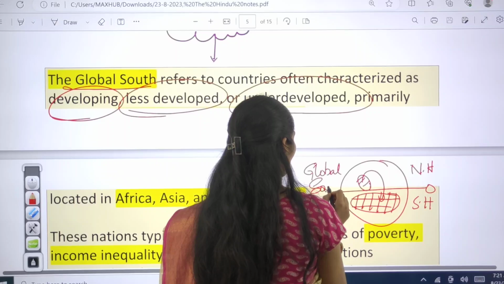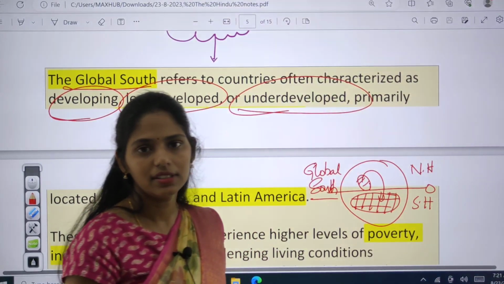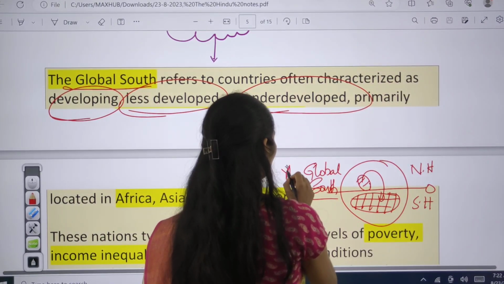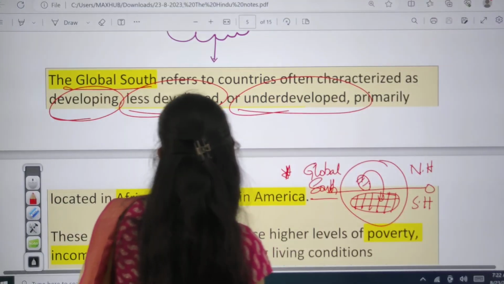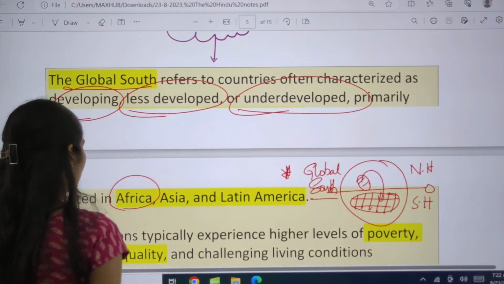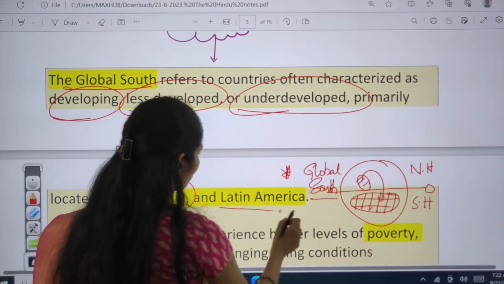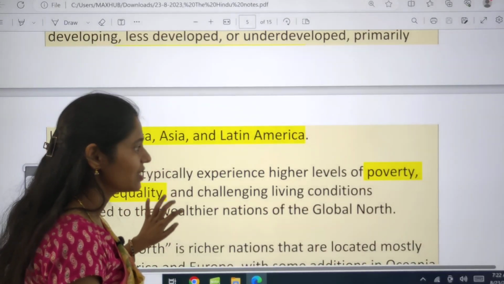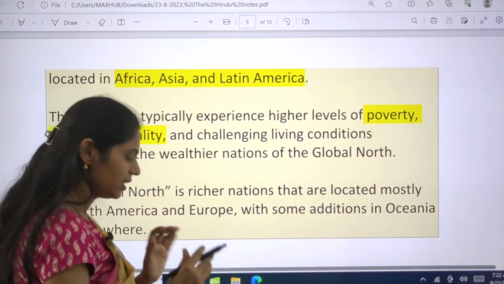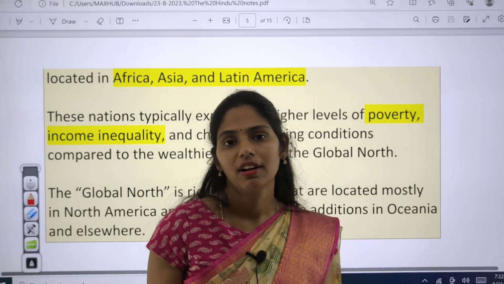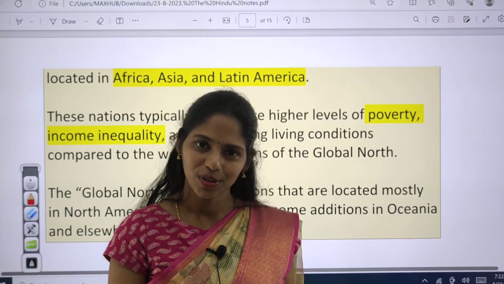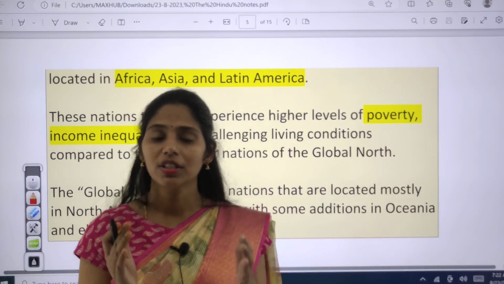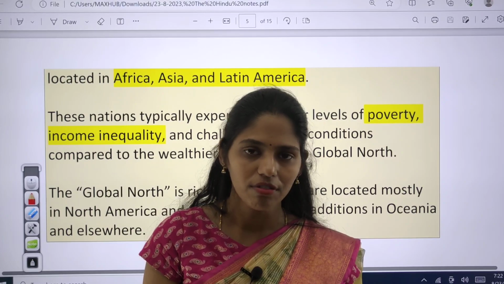So this Global South is a concept dealing with developing, less developed and least developed countries. You have to remember it is not based on geography at all. This Global South is present in continents like Africa, Asia and even some parts of Latin America. Is it clear? So what are the challenges faced by this Global South? Normally, these countries face issues like food insecurity, poverty, hunger, sanitation and so on. So please let me know which problems or challenges are faced by these countries of the Global South.